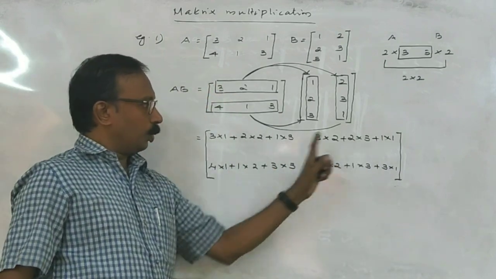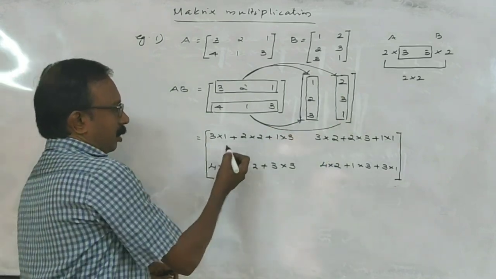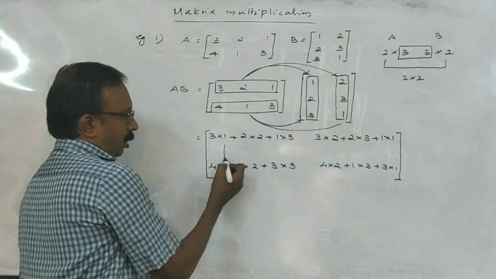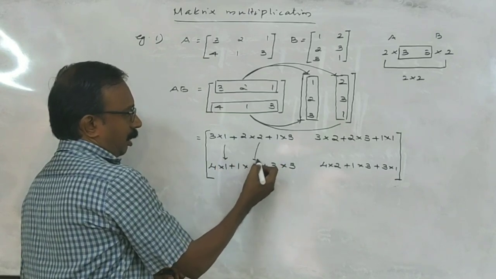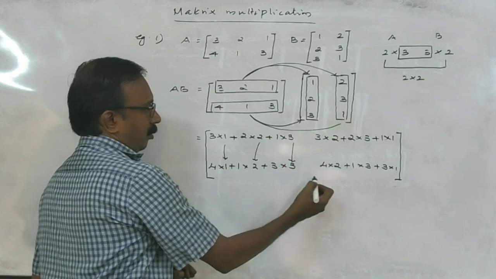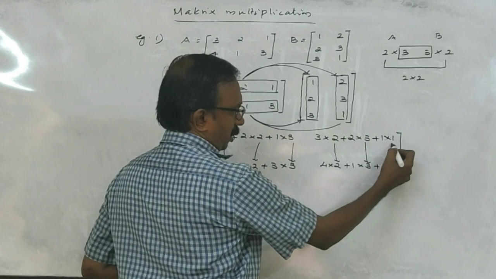Here we get 2 rows and 2 columns. That is the product matrix. Here, one more thing is there. The second elements are same. Here, the second elements are same. That is a check.